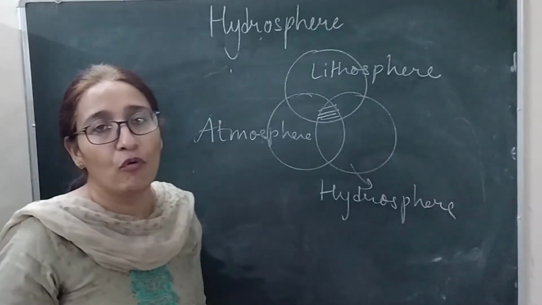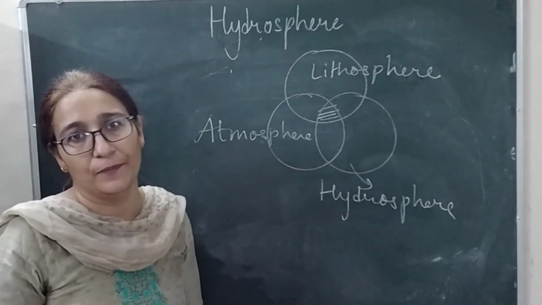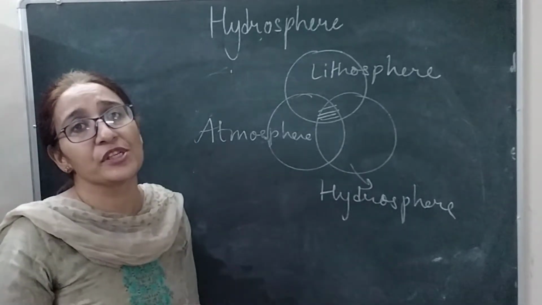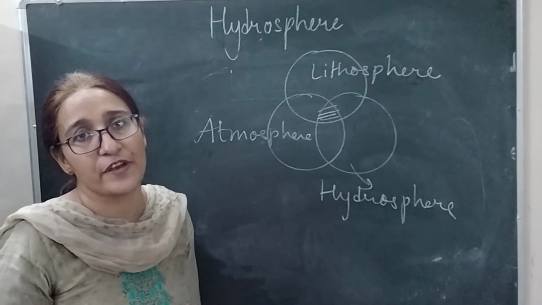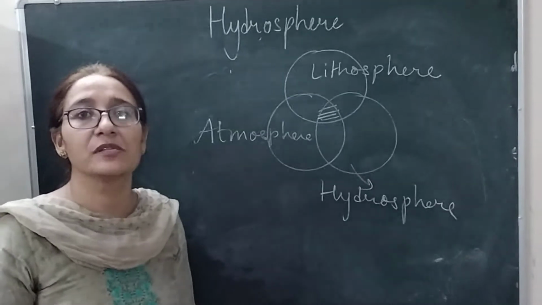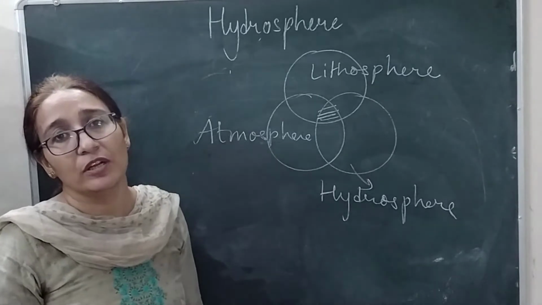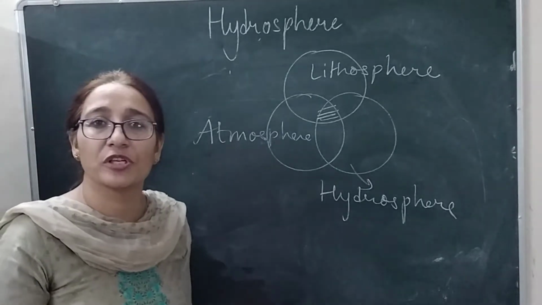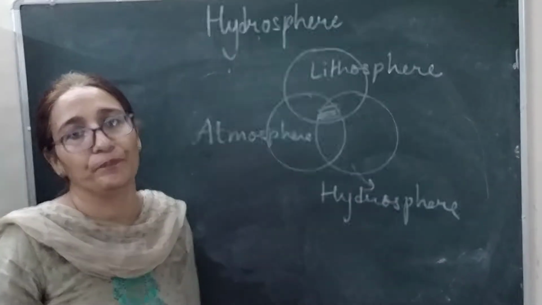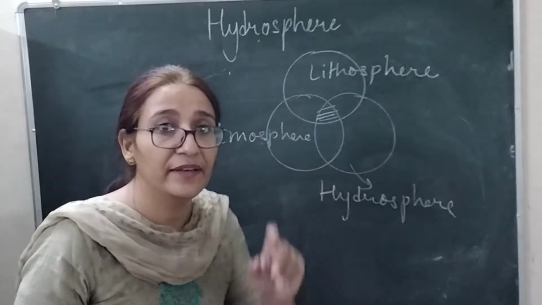As we know, hydrosphere means the part of the earth covered with water. That is called hydrosphere. 71% of water is present on the earth's surface, or we can say earth is covered with 71% water, and that 71% water exists in seas, oceans, lakes, bays, gulfs, rivers, streams, etc. There are 5 oceans and all 5 oceans are interconnected.